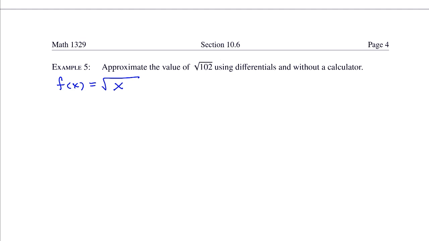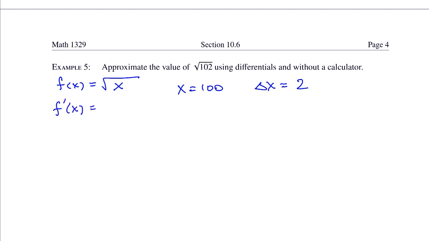So do you know any perfect squares that are close to 102? 100. So that is your fixed x point. X is 100. What is your delta x? 2. Yeah. So you're starting at 100 and you're moving up to 102. All right, so here we go.